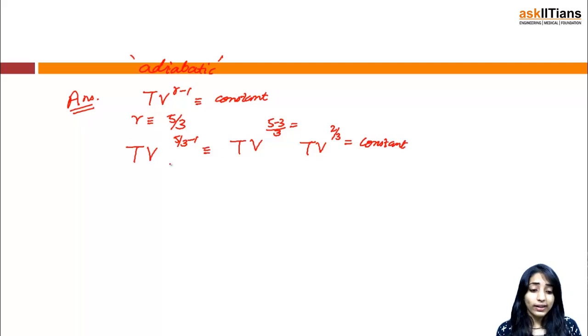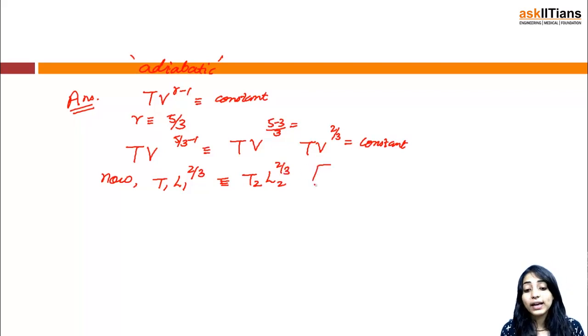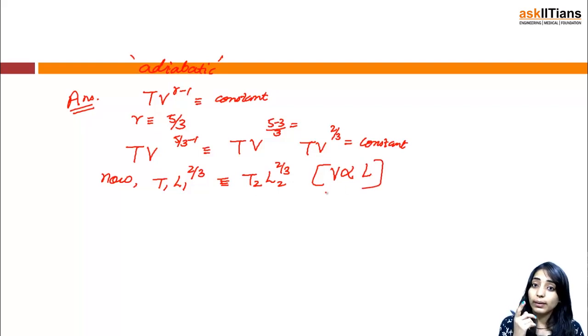Now, since I have got an equation, I can simply write T1 into L1 raised to the power 2 by 3 will be equal to T2 into L2 raised to the power 2 by 3. And why is this so? Because the volume is directly proportional to length. Since it is a cylindrical piston that has been given to me, I can very easily say volume is directly proportional to length. So I can replace the terms of volume in the terms of length.